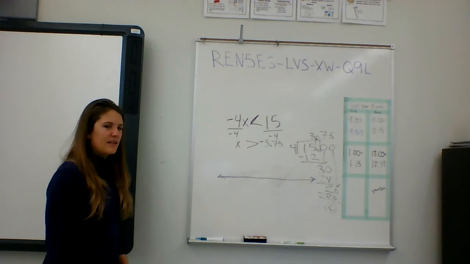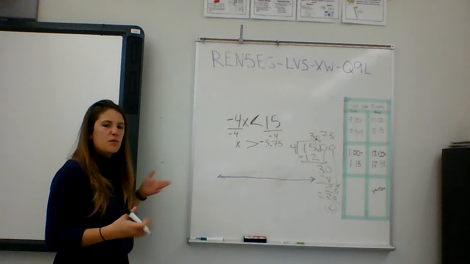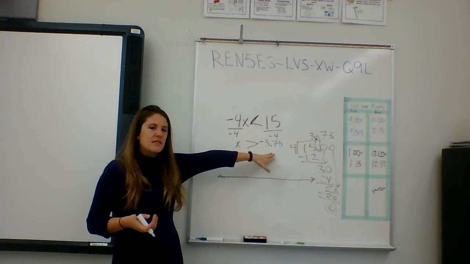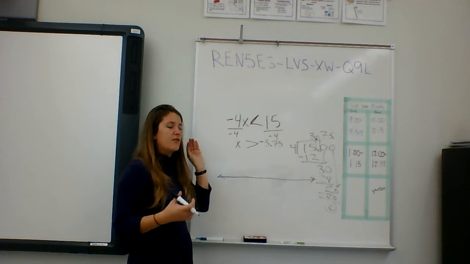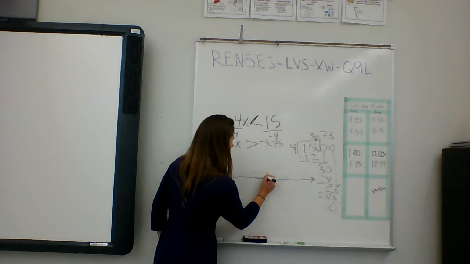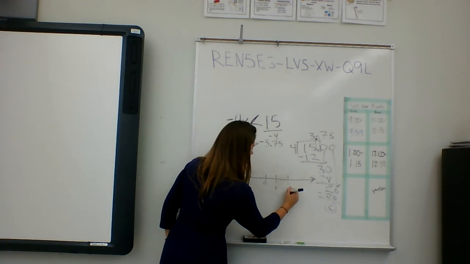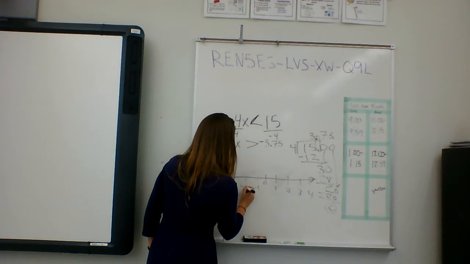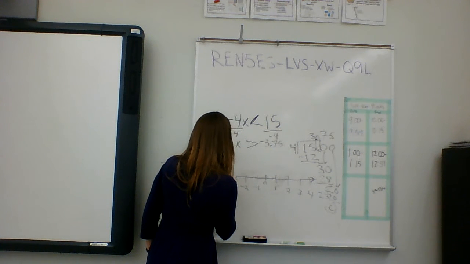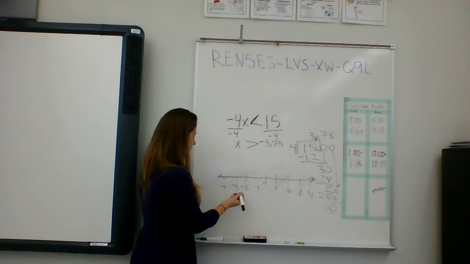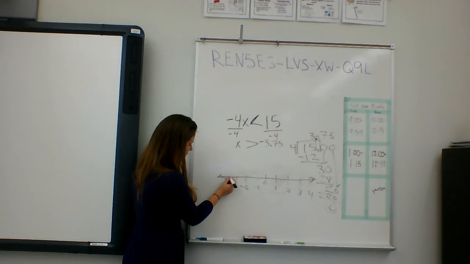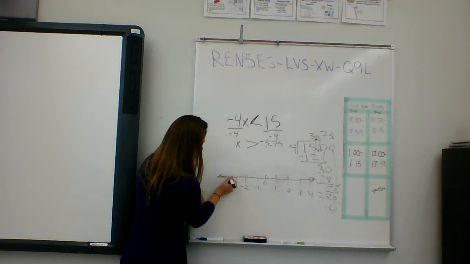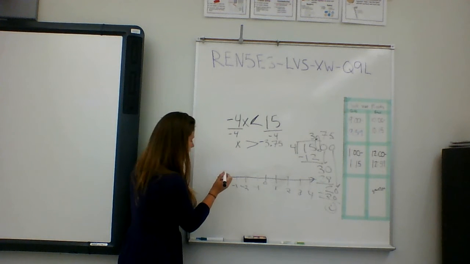Now, if I'm graphing this, it doesn't have to be exact, but it's going to be pretty close. I know that negative 3.75 is closer to negative 4 than it is to negative 3. I'm just going to do my number line 1, 2, 3, 4 on this side. Negative 1, negative 2, negative 3, negative 4. Negative 3.75 is closer to negative 4. I will put a point about there.